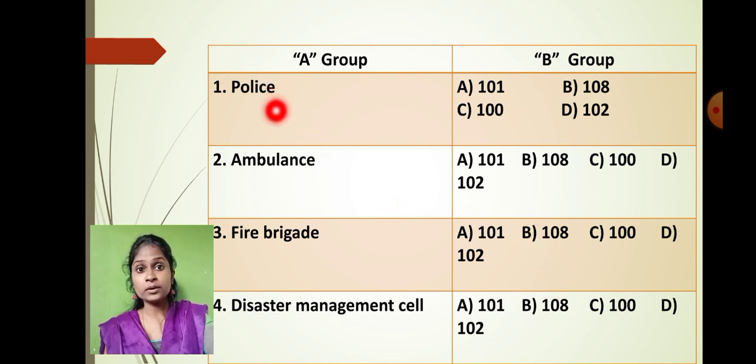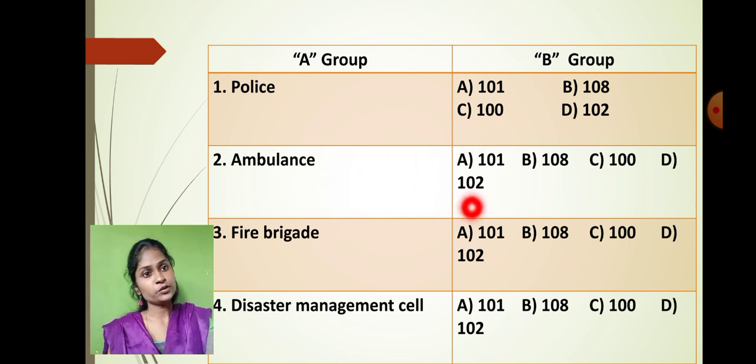So what is the emergency contact number of police? 100. So you will click on the C option. What is the emergency contact number of ambulance? You will click on the D option, 102. What is the emergency contact number of fire brigade? It is 101. You will click on the A option. What is the emergency contact number of disaster management cell? It is 108. That is, you will click on the B option. Okay, so here you can see that the B column is going to be same for everything, only column A will differ. So whatever answer you feel right, you have to click on the right option like this. Is that clear? So I hope I am clear with the match the following pattern.